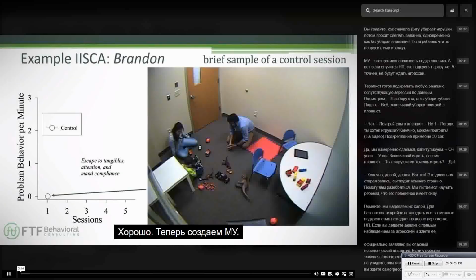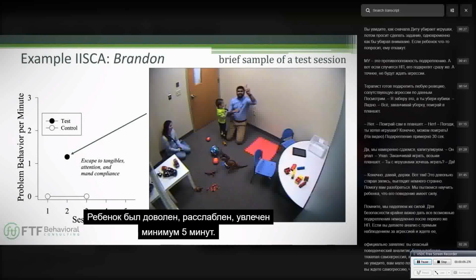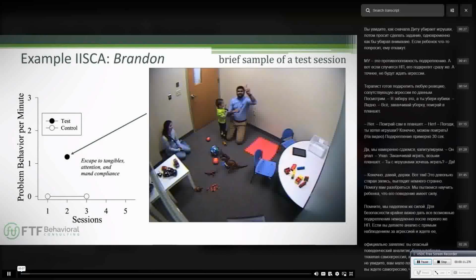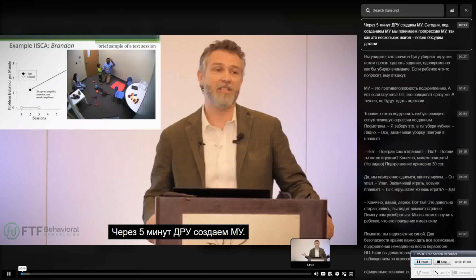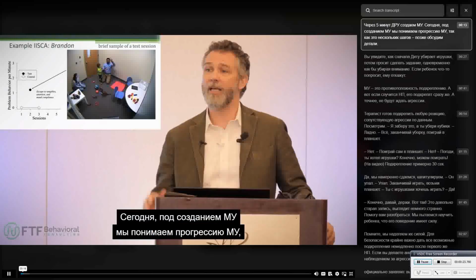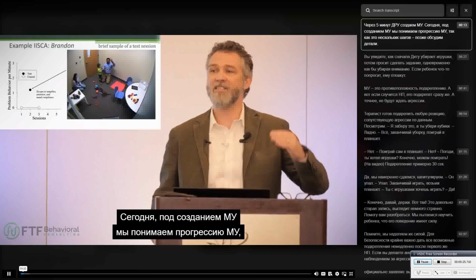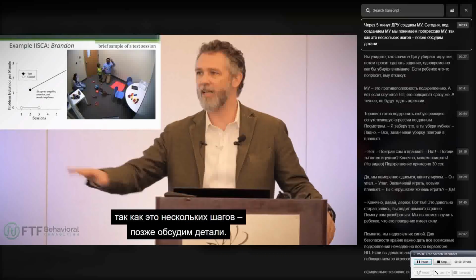Okay, here we go. Now we're going to put in the EO. The child was happy, relaxed, and engaged for at least 5 minutes. We would not put it in going forward unless the child was definitely happy, relaxed, and engaged for at least 5 minutes. When they're happy, relaxed, and engaged for 5 minutes, we're going to put in the establishing operation. Nowadays we talk about it in terms of progressing the EO because there are several steps. We're going to get into detail later on.